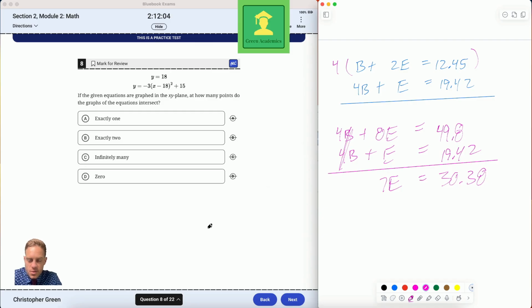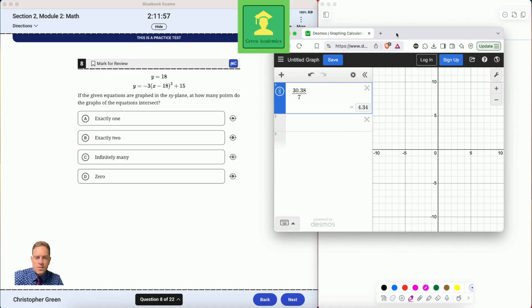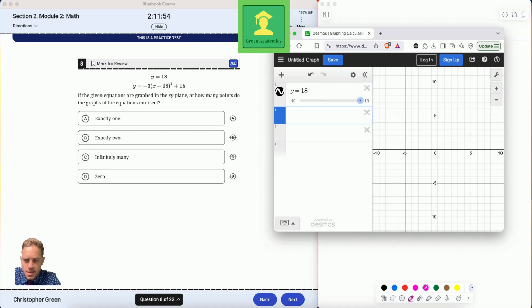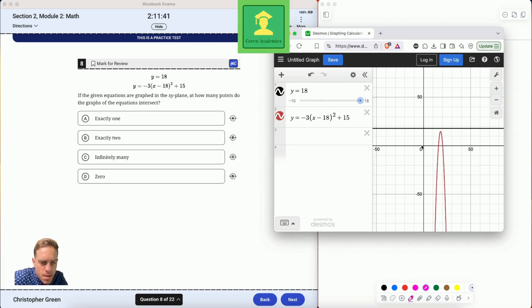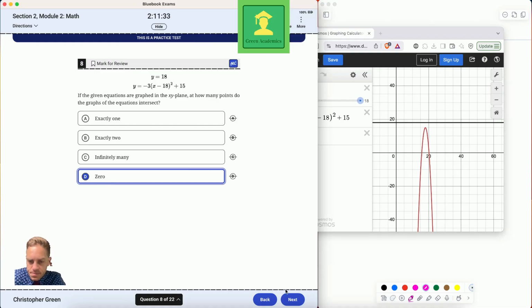If the given equations are graphed in the xy plane, at how many points do the graphs of the equations intersect? Again, this is simply looking at the picture on Desmos. So y equals 18, and then y equals, now you have to copy it very carefully with the correct syntax, -3 times quantity x minus 18 squared plus 15. And looking at this on Desmos, if you zoom out, you see that the parabola never touches the line. So the answer is just 0.